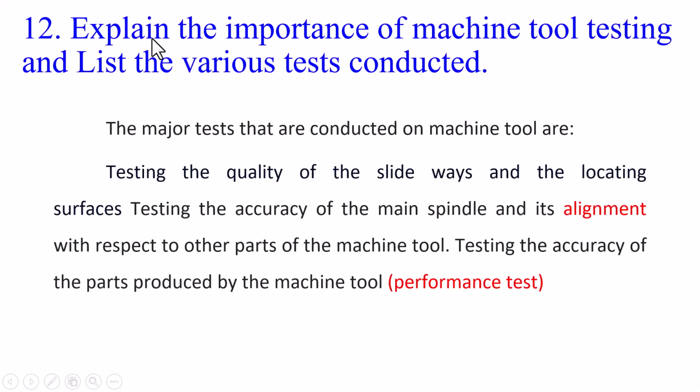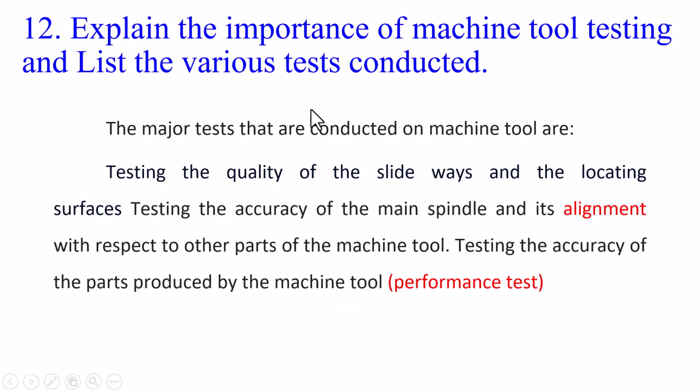The last question: explain the importance of machine tool testing and list the various tests conducted. The major tests conducted on machine tools are testing the quality of slide, that is, testing the quality of slide ways and the locating surfaces, testing the accuracy of the main spindle and its alignment with respect to other parts of the machine tool, and testing the accuracy of the parts produced by the machine tool.